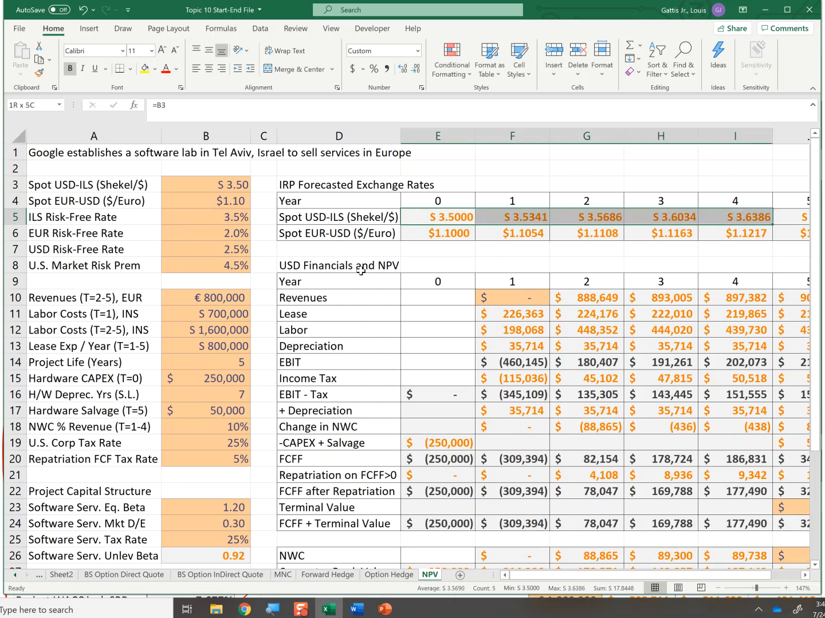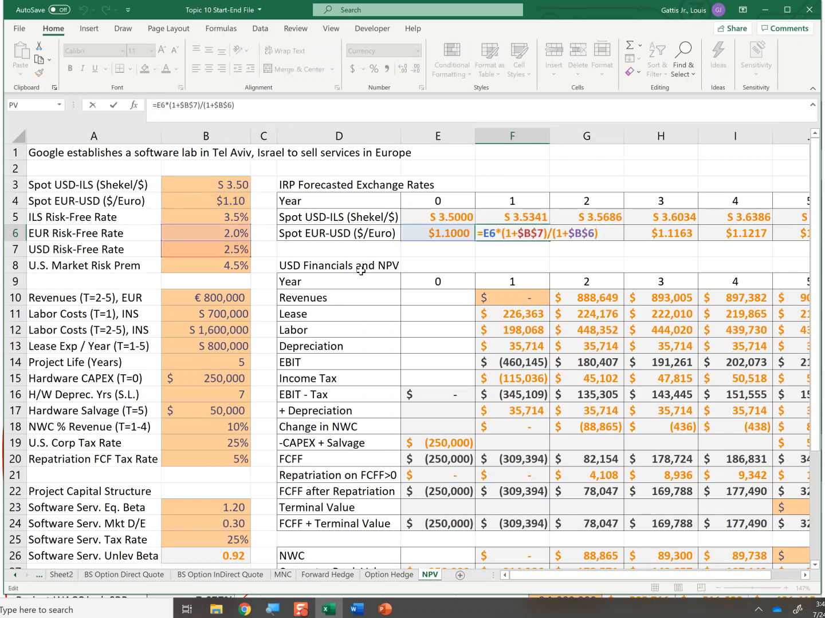This is an appreciation of the dollar, which makes sense because the US interest rates are lower, which must mean their inflation rates are lower. And then for the euro, I'll start off with today's spot price of $1.10 and then multiply that times 1 plus the US interest rate over 1 plus the euro interest rate. What you see is the euro is appreciating because the euro has lower interest rates, which must mean they have lower inflation according to IRP. Now let's go get our revenues per year.